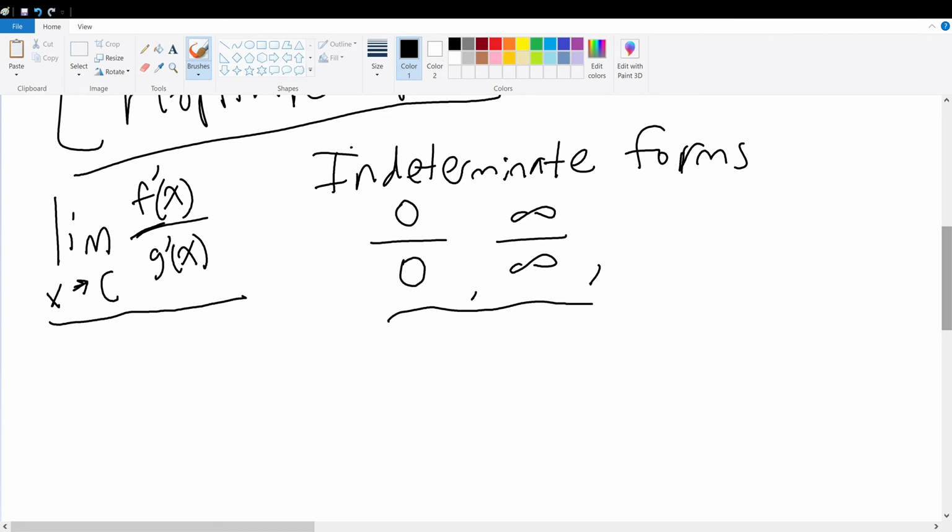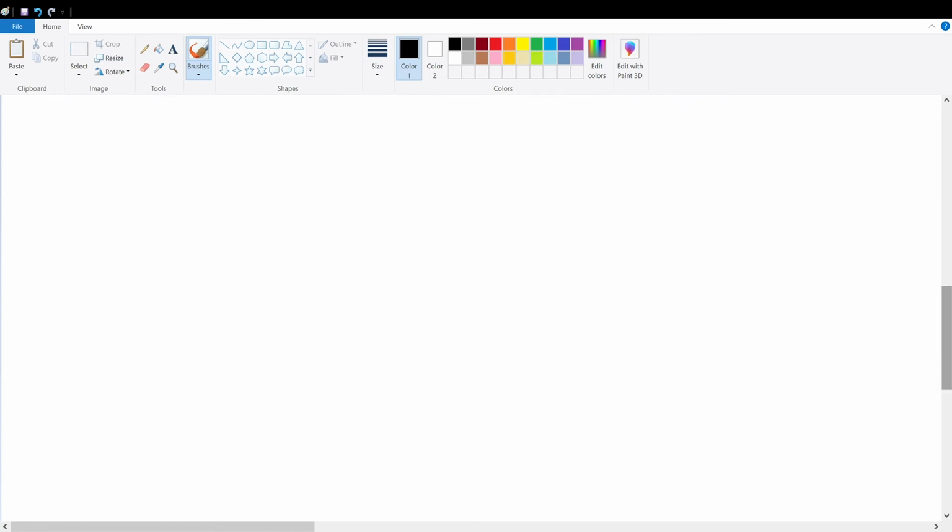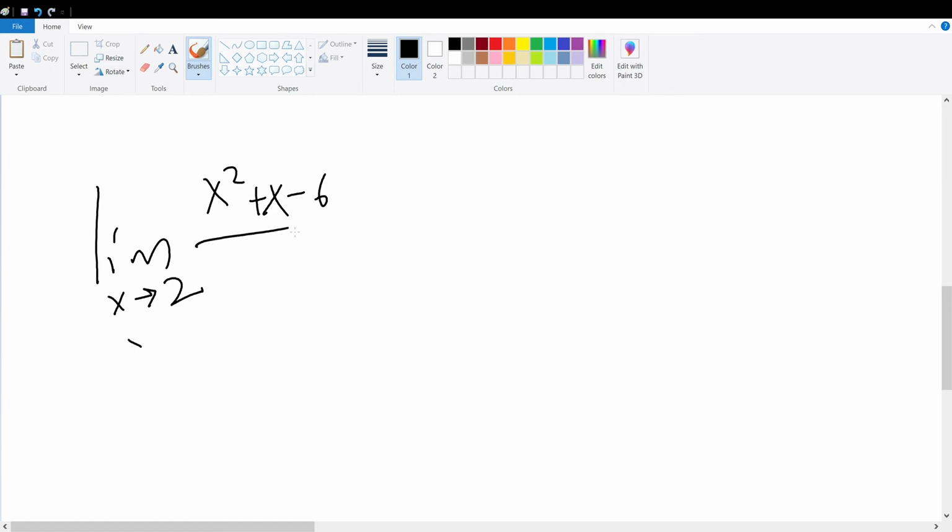So let's do an example of L'Hopital's rule. Let's say we have the limit as x goes to 2 of x squared plus x minus 6 over x squared minus 4. Now to solve this limit, we could try direct substitution. First of all, we could try to substitute 2 into x.